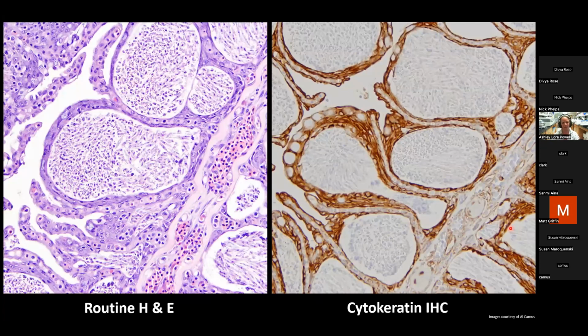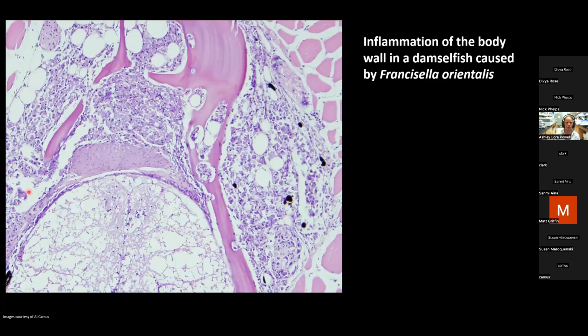Immunohistochemistry, again using cytokeratin, can be used to show that Henneguya exilis, all over here, those are your little myxospores, exist within the gill epithelium rather than outside of it. So this is more highlighting the exact location of that myxozoan.